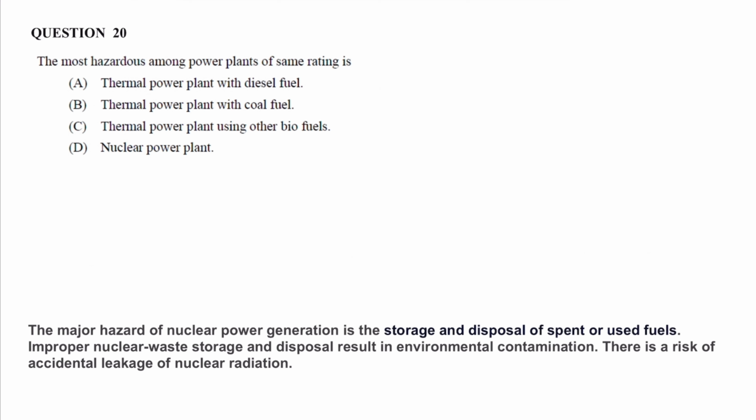Next question. The most hazardous among the power plants of same rating is. So obviously the answer is nuclear power plants, because the major hazard of nuclear power generation is storage and disposal of spent or used fuels. Improper nuclear waste storage and disposal results in environmental contamination. There is a risk of accidental leakage also. So one is the storage problem, second is the disposal of spent fuels problem, and third is the risk of accidental leakage of nuclear radiation from the power plants. Correct option is D.